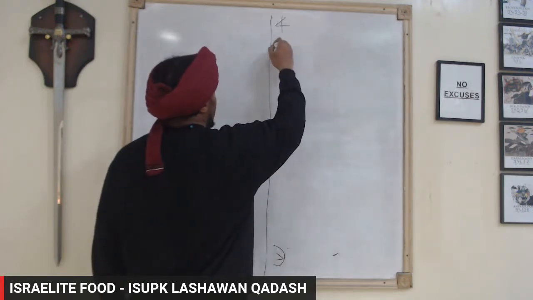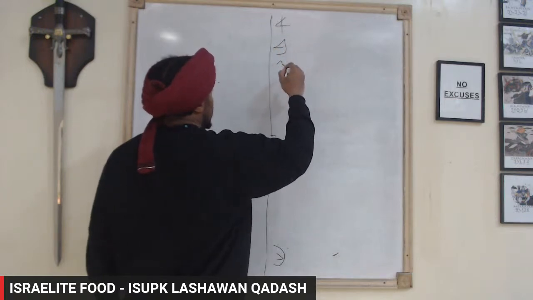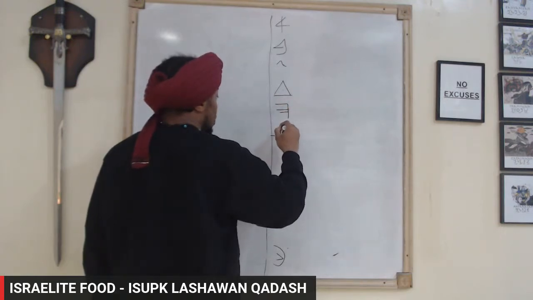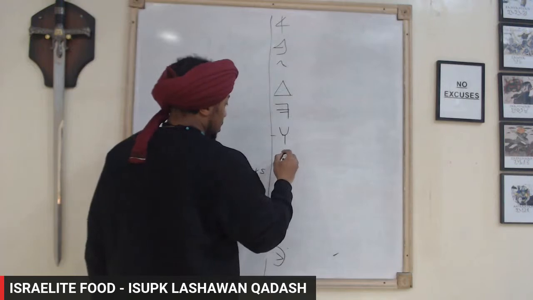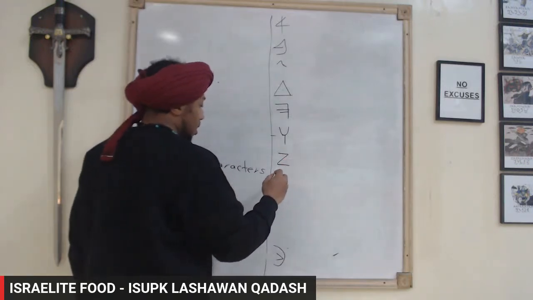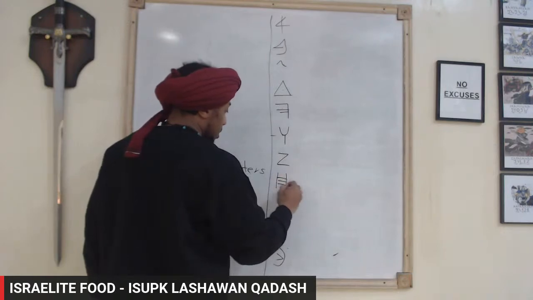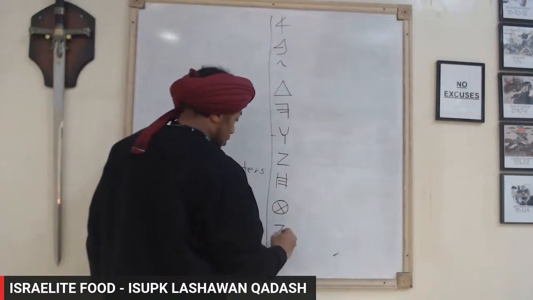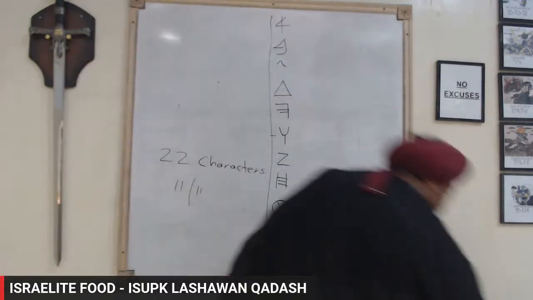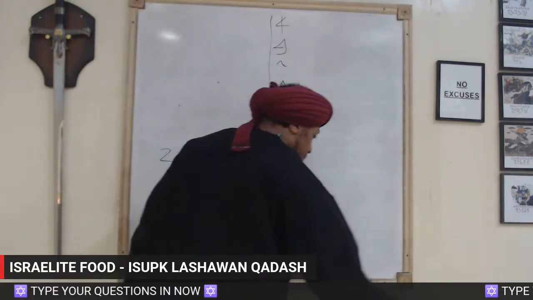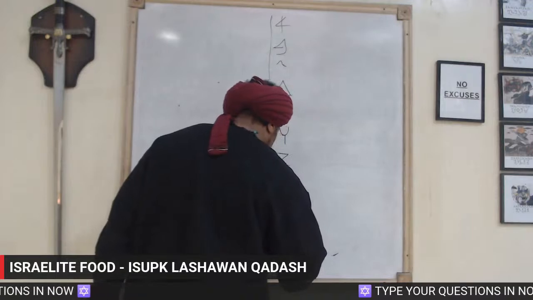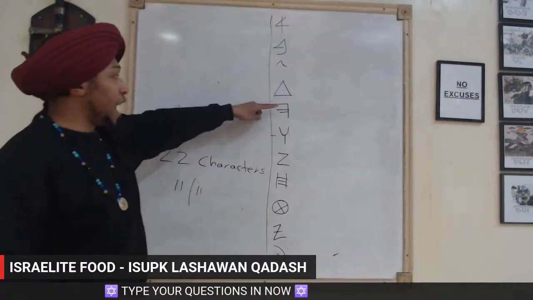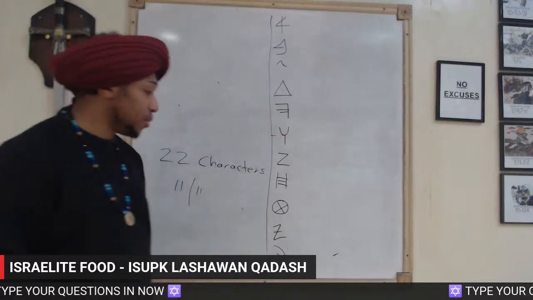All right. So Ba, Ga, Da, Ha, Wa, Za, Kha, Ta, and Ya. Good. Everything nice and even down on the board. Okay, good. So I got the first 11 on the board. 1, 2, 3, 4, 5, 6, 7, 8, 9, 10, 11.